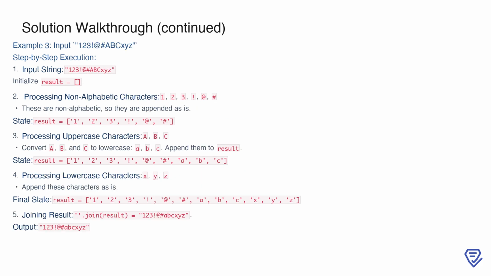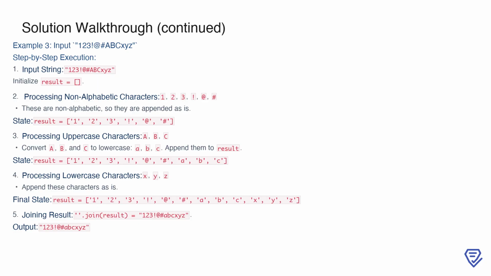In the third example, the input string is 123 at #ABCXYZ. As before, we initialize the result list to store the transformed characters. The first set of characters 1, 2, 3, at, and hashtag are non-alphabetic, so they are directly appended to the list. At this point, result contains 1, 2, 3, at, hashtag.